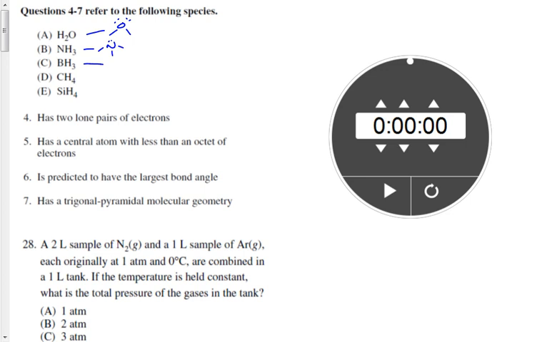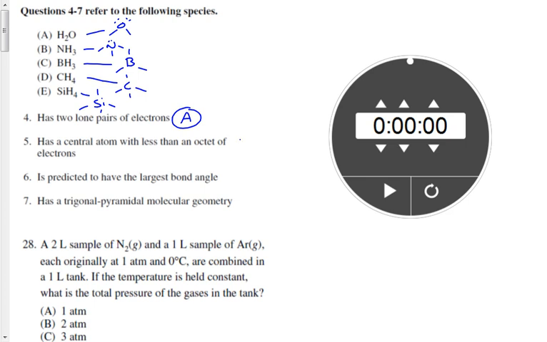And SI is the same thing as C. So, which has 2 lone pairs of electrons? Should have been letter A. Okay. Has a central atom with less than an octet of electrons. Borons and aluminums have less than an octet of electrons, especially. So that's letter C, because it's B.